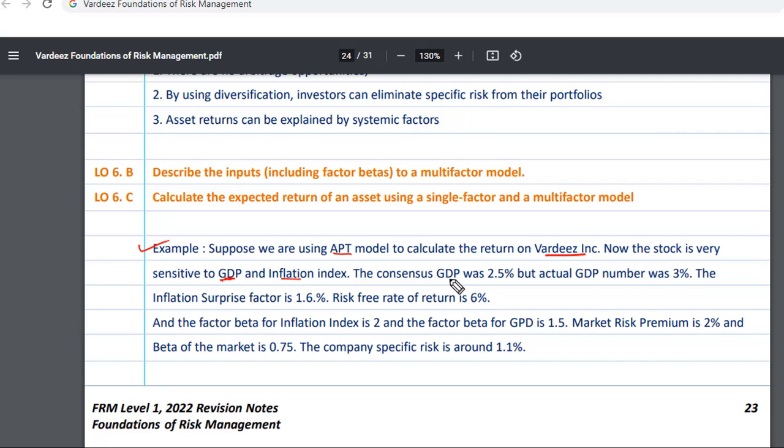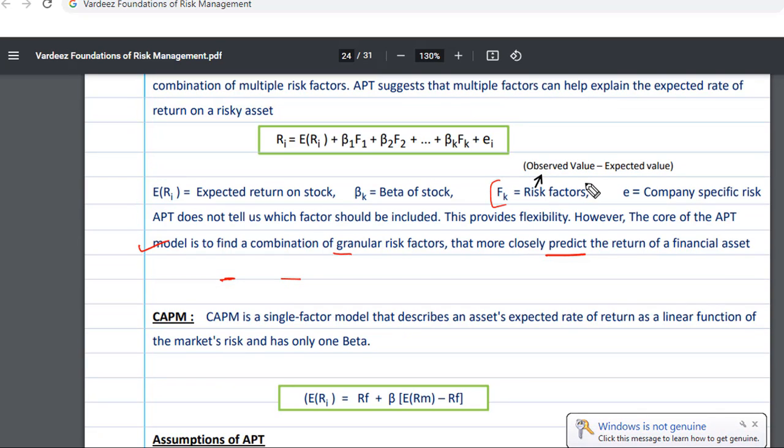The consensus GDP was 2.5%, but the actual GDP was 3%. To calculate the F, or these different factors, you first need to have the observed value minus the expected value. What we expected is here and what the actual or observed value is here. This is something you must remember for the exam, to calculate all these different F. If the F is already given, that's a good situation, but if it is not given, this is how you go ahead and calculate it.